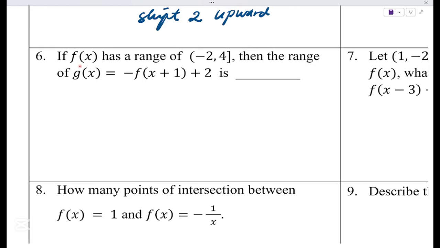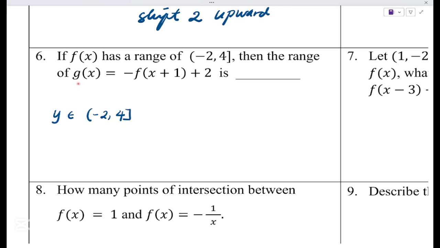In this question 6, if f of x has a range of interval negative 2 to 4, then the range of function g, which is negative of f of x plus 1 plus 2, is. So here, we have to take note that this range means these are y interval. So here, we will write that y is on the interval from negative 2 up to 4. Take note that these two values here are y values.